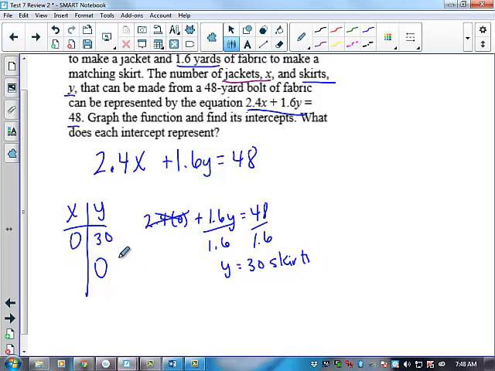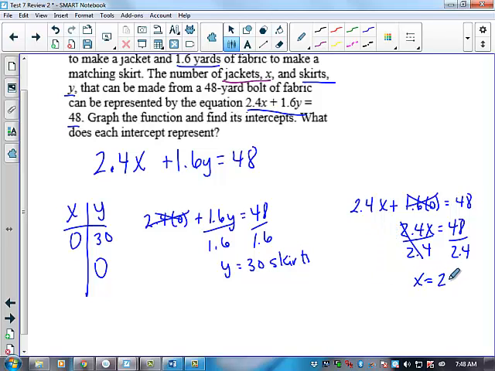So then we have the other side of this. I have to plug in 0 for y now. So 2.4x plus 1.6 times 0 equals 48. So that cancels out. So I have 2.4x equals 48. I need to divide by 2.4 on both sides. So that means that 48 divided by 2.4 gives me 20. So x equals 20. And I want to remind you that x was jackets.